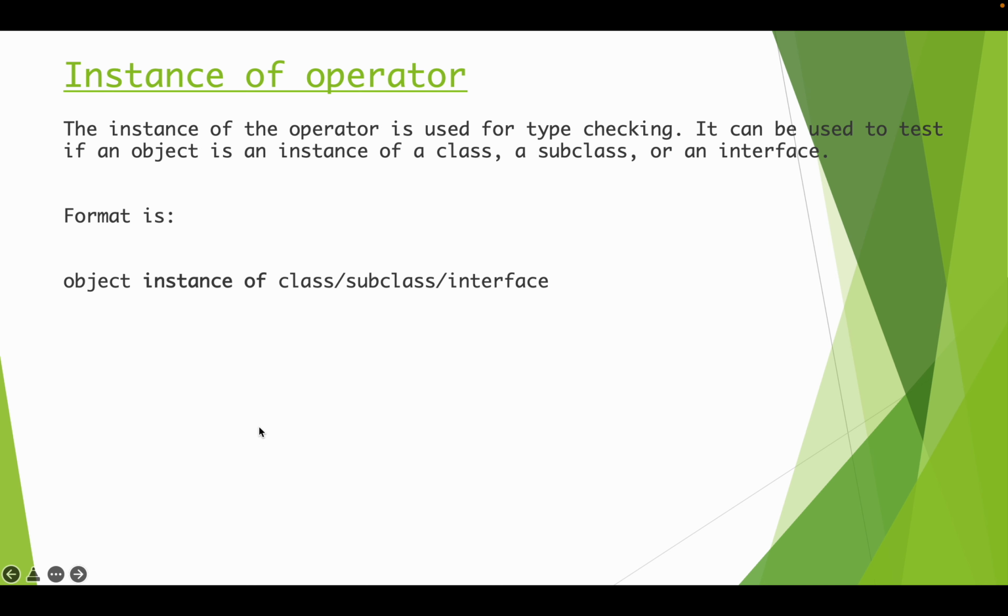Okay. So the next one is instanceof operator. The instanceof operator is for type checking. It can be used to test if an object is an instance of a class, a subclass or an interface. The format to use in a program is object instanceof class A. We can use it with a subclass as well, and an interface as well.